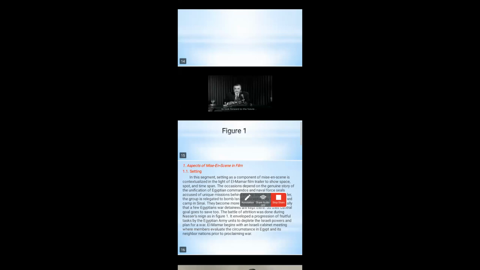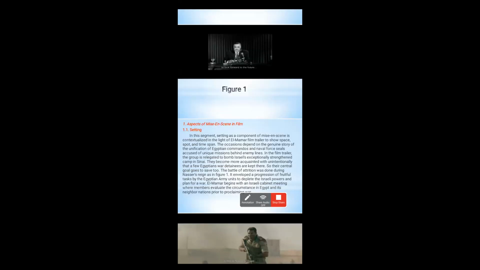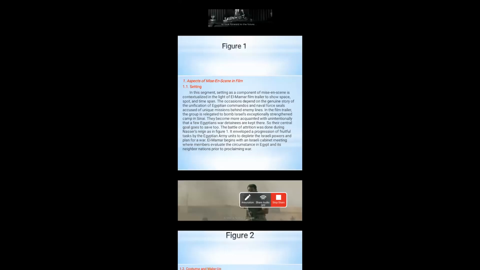We want to discuss the idea of setting. Setting as a component of mise-en-scène is contextualized in the light of a film trailer to show space, spot, and the occasions depend on the genuine story of unique missions behind enemy lines. The group is relegated to bomb Israel's transit camp in Sinai, and they become more acquainted with that a few Egyptian war detainees are kept there. So their central goal goes to save them.